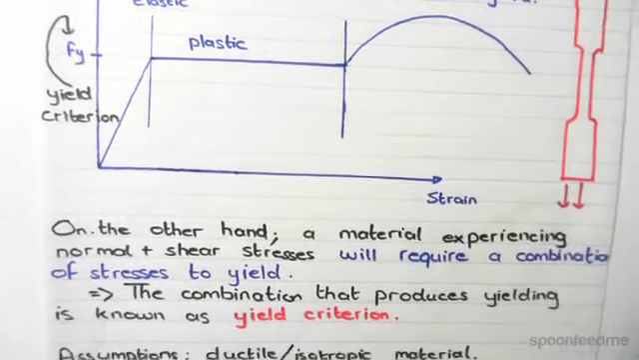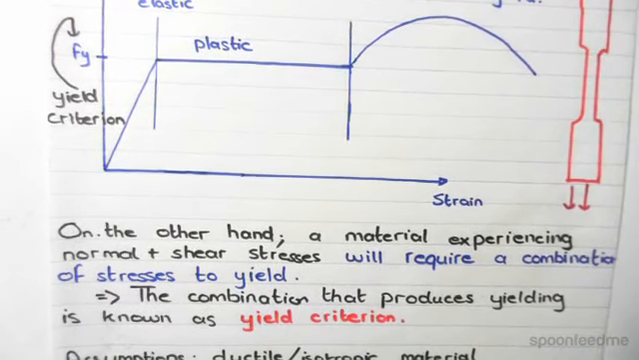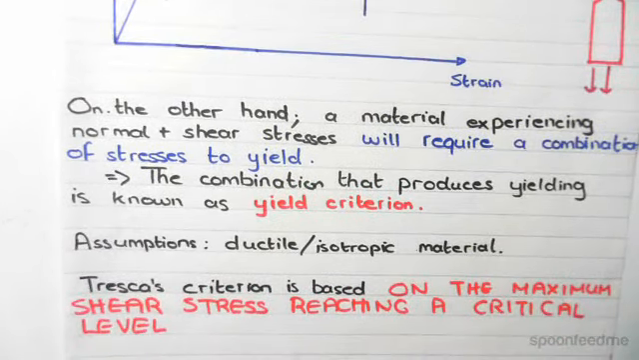So, on the other hand, a material experiencing normal and shear stresses will require a combination of stresses to yield. This combination of stresses producing yield is known as the yield criterion. We need to assume that the material is ductile and isotropic so that this yield criterion works. Now the first yield criterion is known as Tresca's criterion, and the vital parameter is based on the maximum shear stress reaching some critical value.